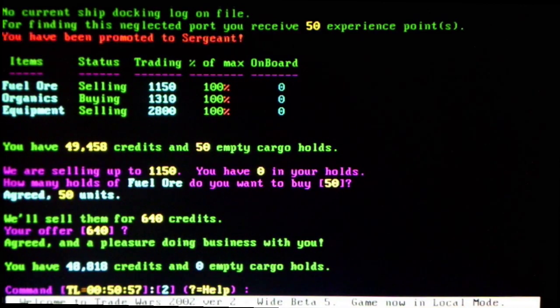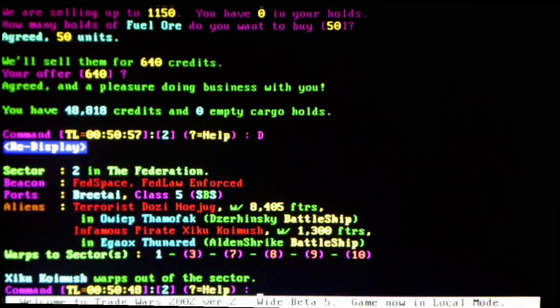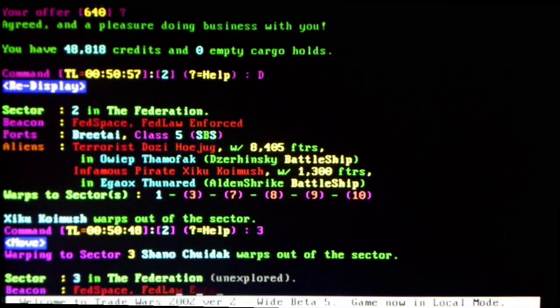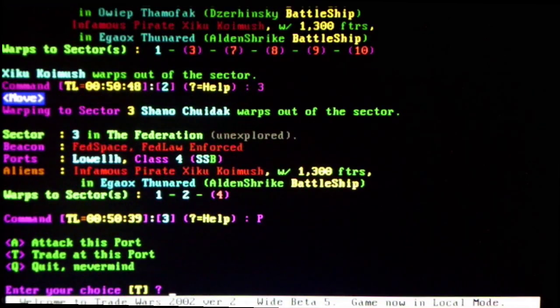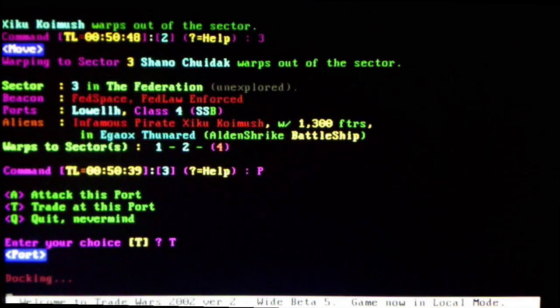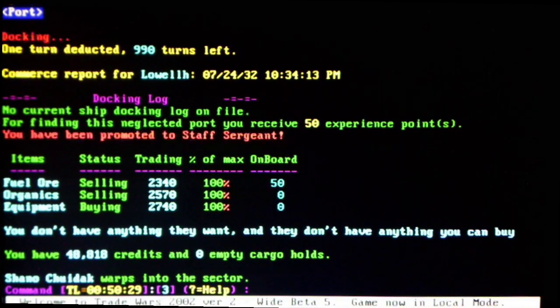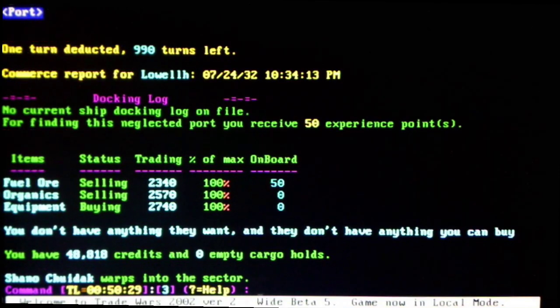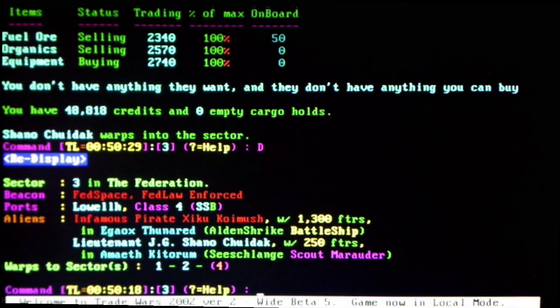And let's look around us. Let's go to 3. There's a port. Let's trade at the port. And that was quick. They don't have anything we want. And we do not want to attack anything.